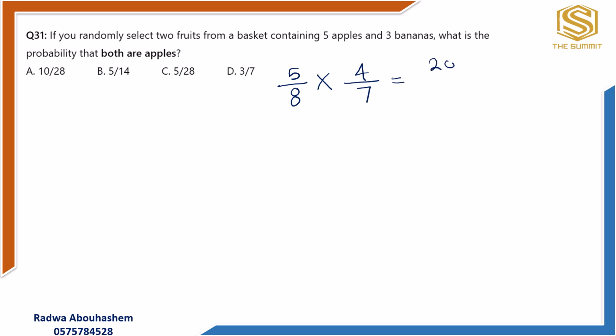5 times 4 is 20. And 7 times 8 is 56. So this one would be 5 over 14. And actually, you could simplify before doing this. This is 4, and this is 2. So 5 over 14.